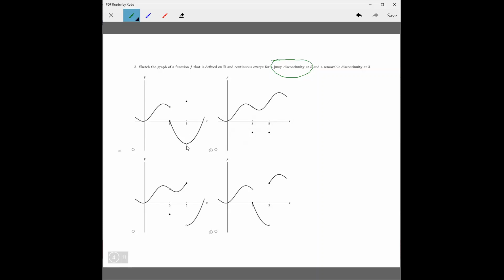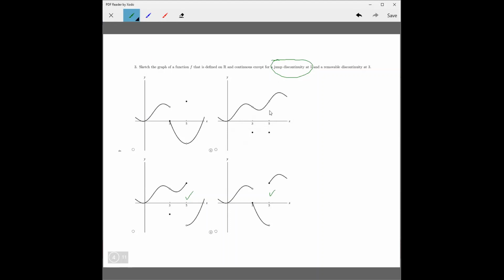So here, this is a removable. This is also a removable at 5. This is a jump discontinuity at 5. And this is a jump discontinuity at 5, right? Because here it jumps from there to there. The limit as you come in from the left is up here, whatever value this is, maybe a 3. And the limit from the right is whatever value this is. It might be -3. But they're different. So both the right and left hand limits exist, but they're different. So that's a jump discontinuity.